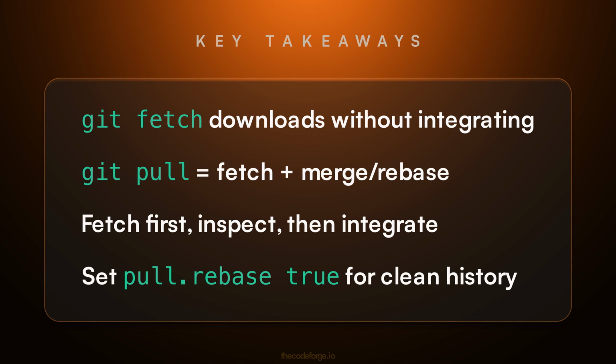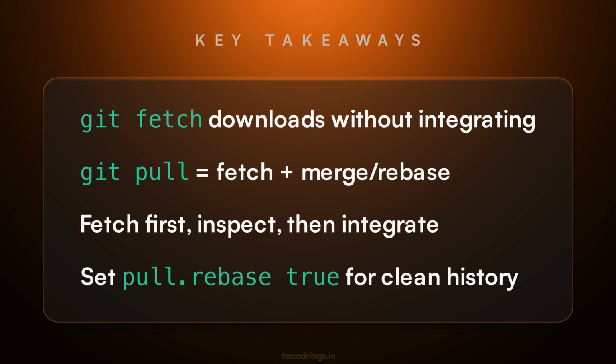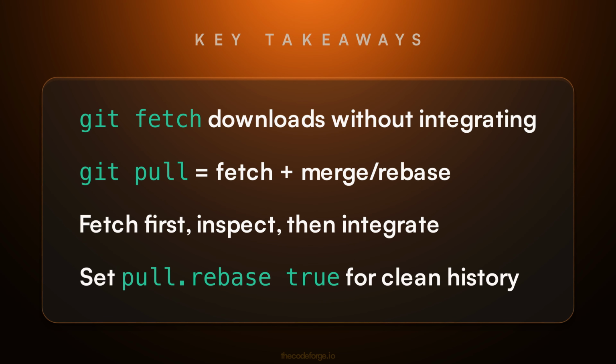Let's recap. Git fetch is safe reconnaissance. Git pull is fetch plus integration. Always fetch first to inspect changes before merging. Configure pull.rebase true to avoid merge commits, and never use git pull in automation scripts.